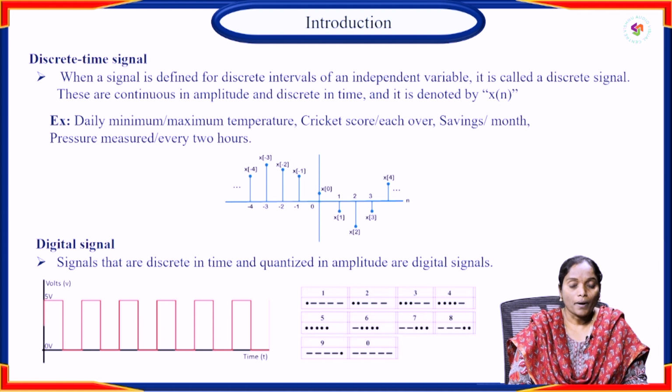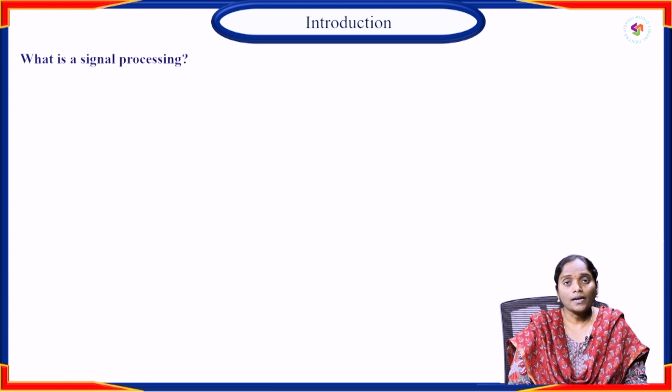If you consider the binary signal, it is used to represent the high amplitude as binary 1 or logic 1, and low amplitude as binary 0 or logic 0. The second example is Morse code, where dot and dash are used to represent the sequence. So these are the classifications of signals.